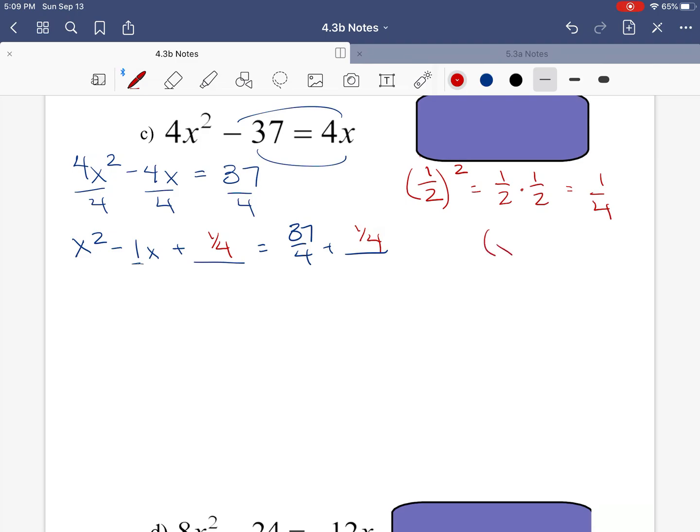Again, we're going to factor. Our factors would be x minus 1/2, x minus 1/2. That comes from our half of the middle. So x minus 1/2 squared is equal to 37 over 4 plus 1 over 4. We've got our common denominator, so we're good to go. 38 over 4. If you wanted to reduce already, you could.